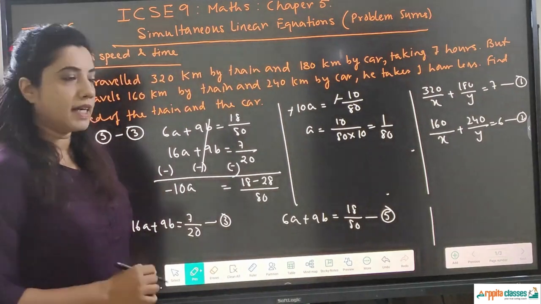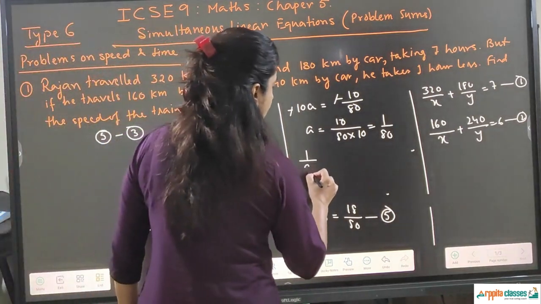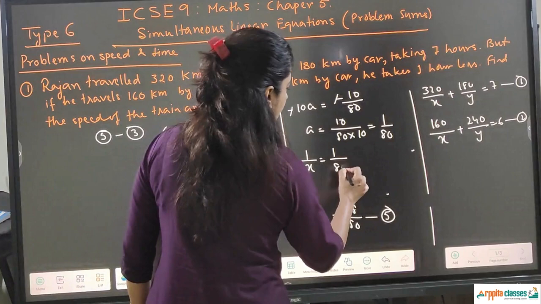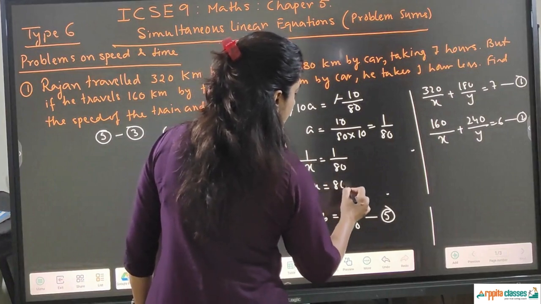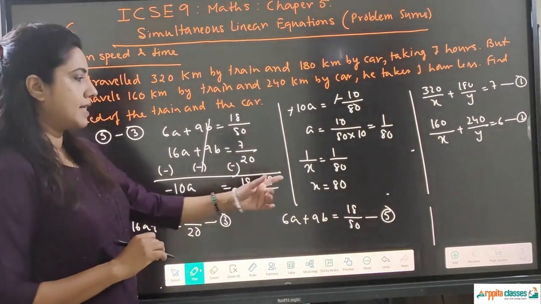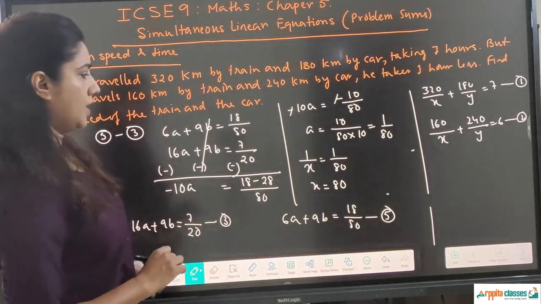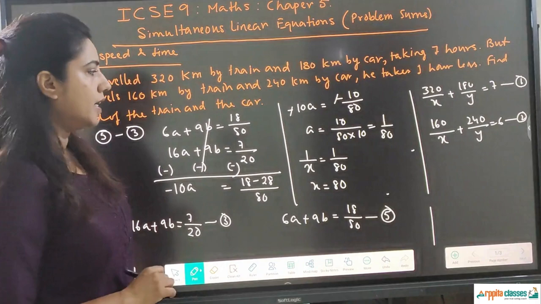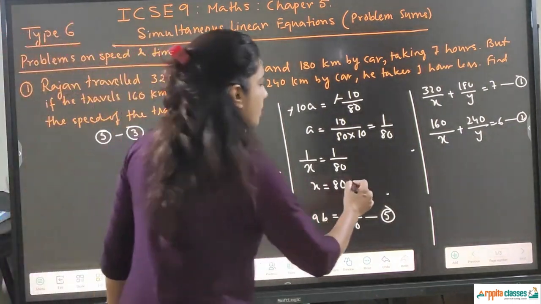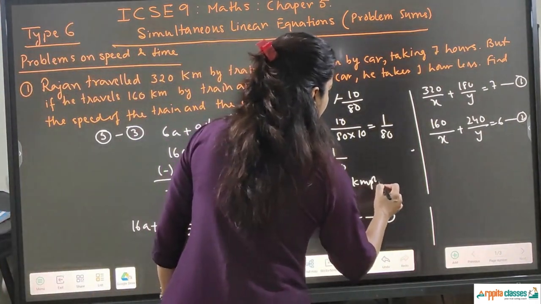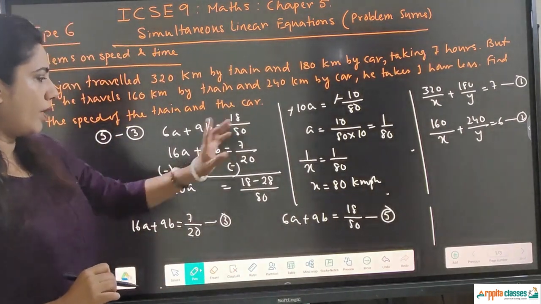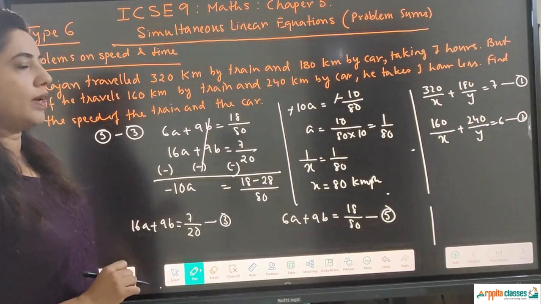Now what did I consider A as? I considered A as 1 upon x. So 1 upon x is 1 upon 80. Therefore x is equal to 80. What is x? X is the speed of the train. So speed of the train is 80 km per hour. Now I'll put the value of A in one of the equations and I'll get the value of B.